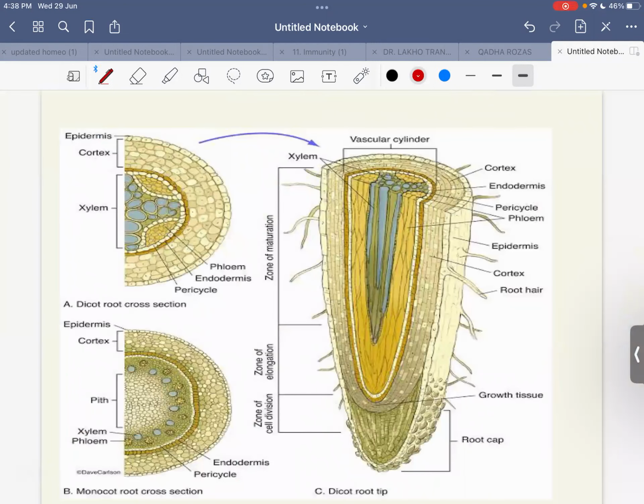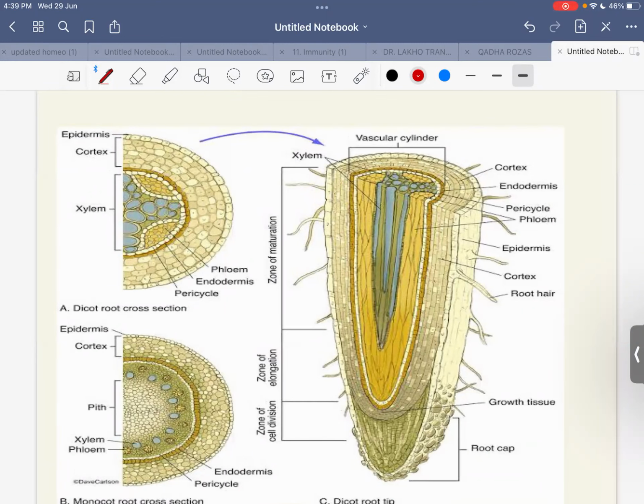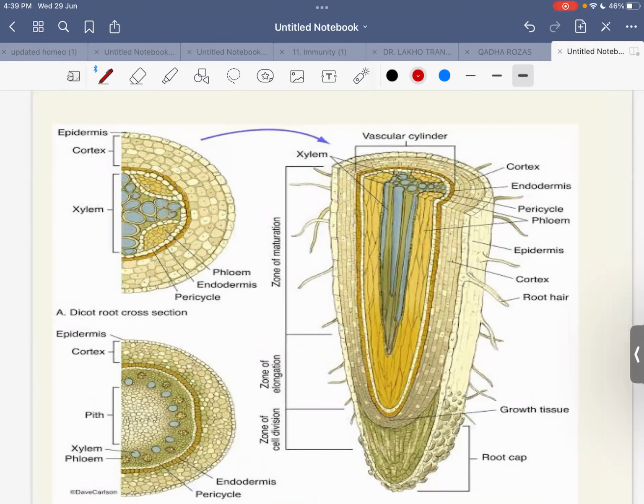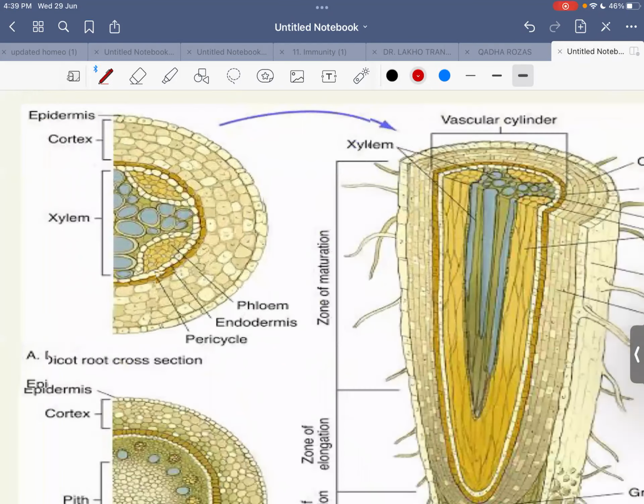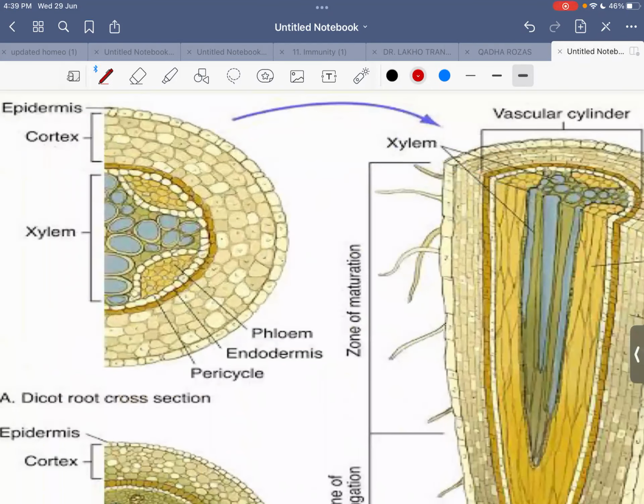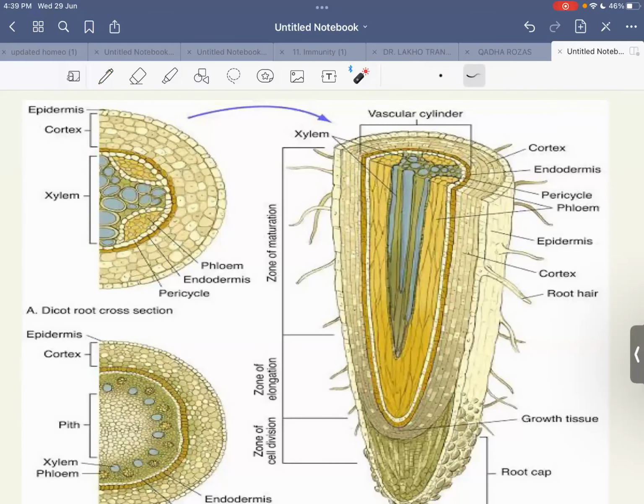So let me give you an idea about how a stem would look under a cross section and under a longitudinal section. If we look at a stem under a cross section, it looks like this. And if we want to have a look at how a stem looks under a longitudinal section, it looks like this. So this is a longitudinal section.